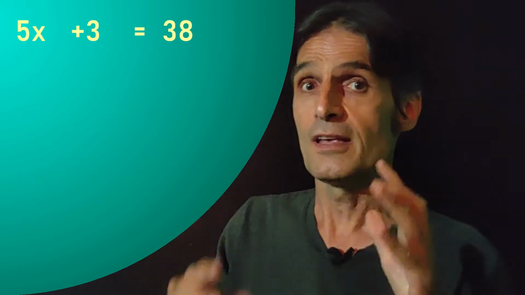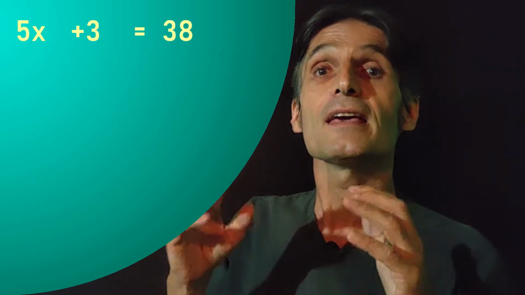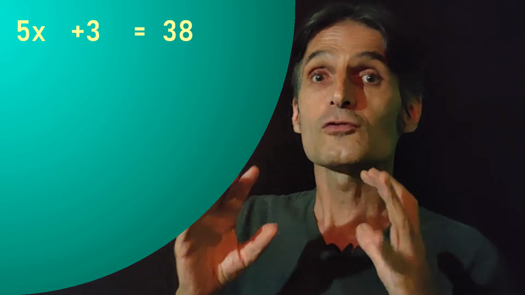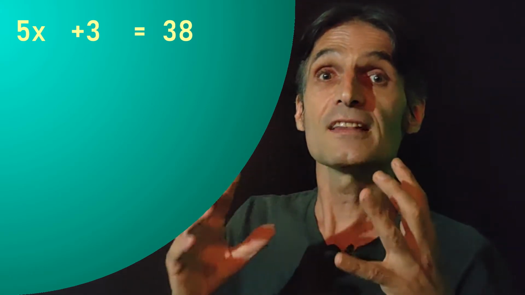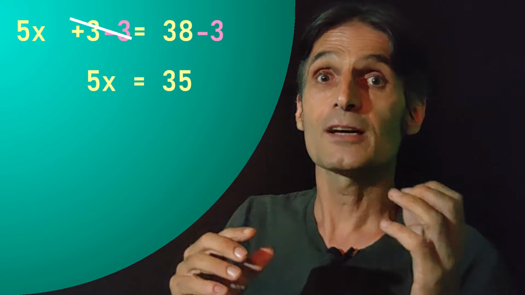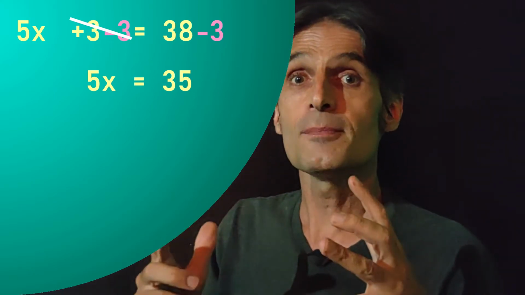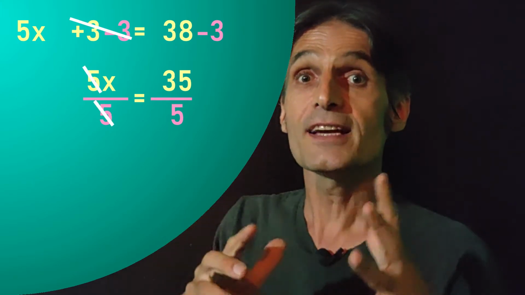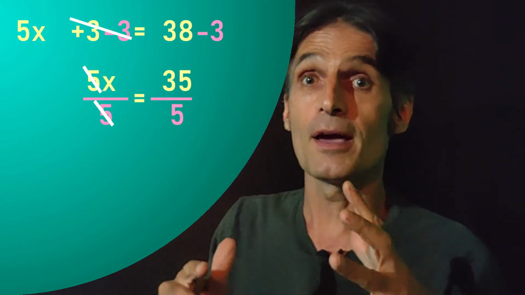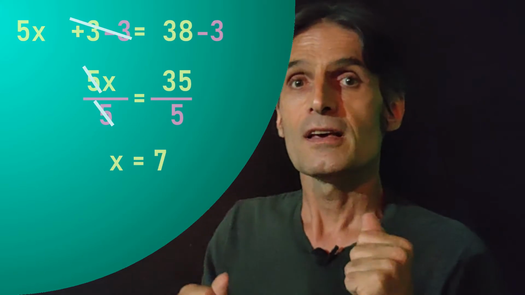Let's take an example. 5x plus 3 equals 38. We get rid of the plus 3 with its antibody minus 3, so 5x equals 35. And we get rid of the 5 times with its antibody divided by 5, so x equals 35 divided by 5, which is 7.